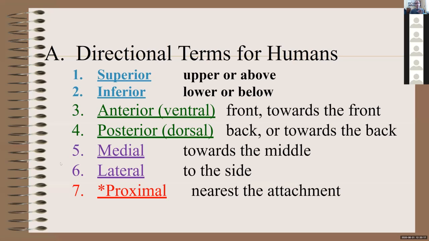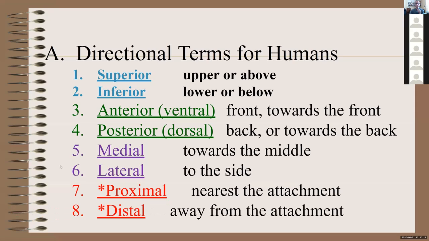These are the tough ones, or at least the most difficult ones to understand. All of these can be tough to learn, especially if you don't use them all the time, which you probably don't. So this is a direction that tells us it is nearest to the point of attachment. This is known as the proximal direction.